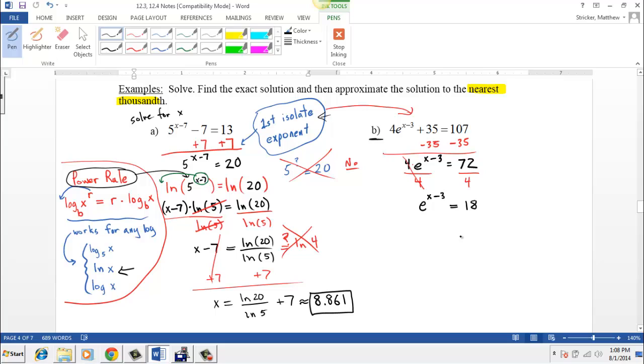Okay, so again, we isolated first. Now, remember what we did in the last example? We took the natural log of both sides and then we used the power rule. Well, let's try this again. Let's see how it plays out. If we take the natural log, we're left with the natural log of e to the x minus 3. Let's write that in black here. Natural log of e to the x minus 3 equals the natural log of 18.